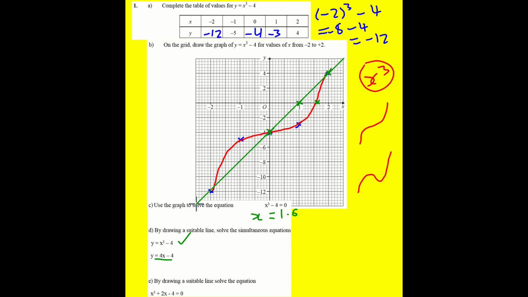Okay, so actually I get 3 solutions to this. I've got x equals 0 where it crosses here. I can just read that straight off. I don't really need to draw a line. But I will need to draw a line at the other points.